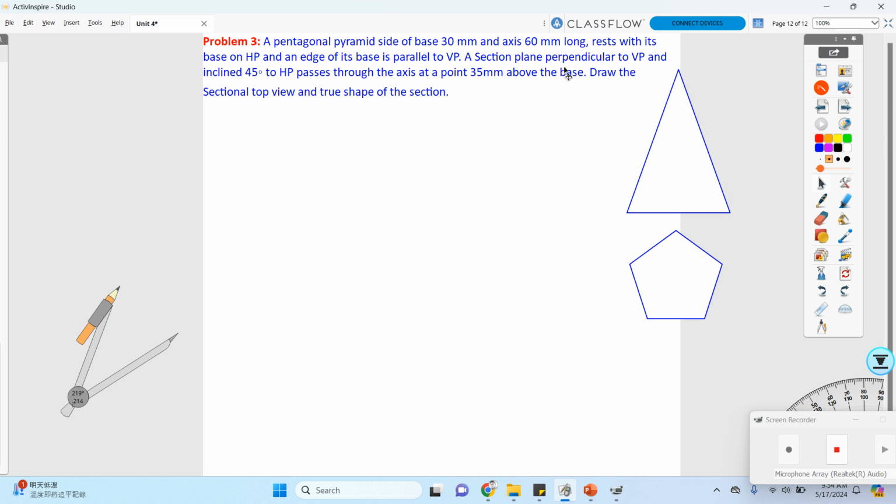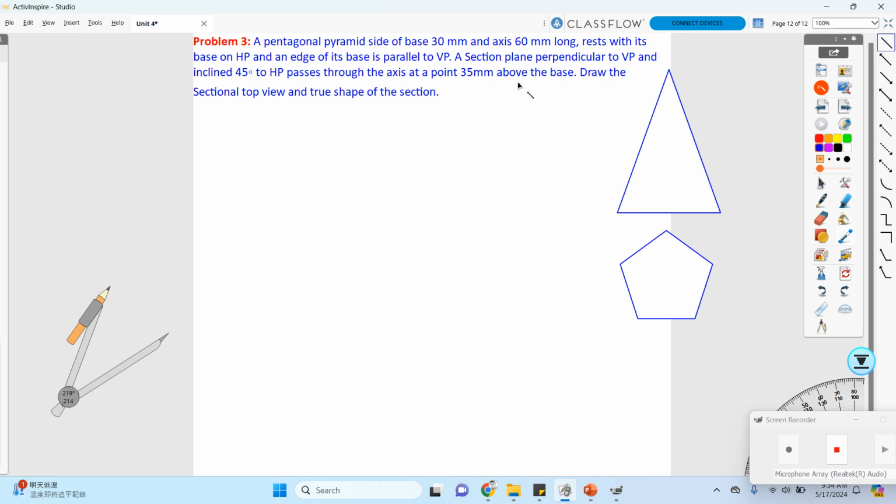a sectional plane perpendicular to VP and inclined at 45 degrees to HP passes through the axis at a point 35 mm. So from the base you are going to consider the axis at a point above the base. So this is your base. From this base they are telling 35 mm above. That means if you consider the axis, maybe this is your 35 mm. At this point they are telling it is cutting, inclined at 45 degrees.